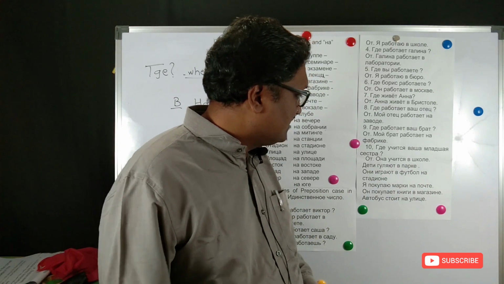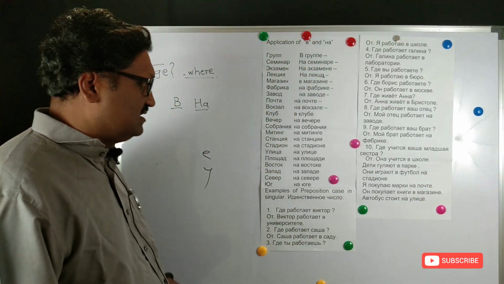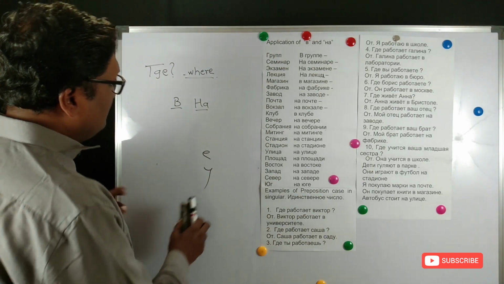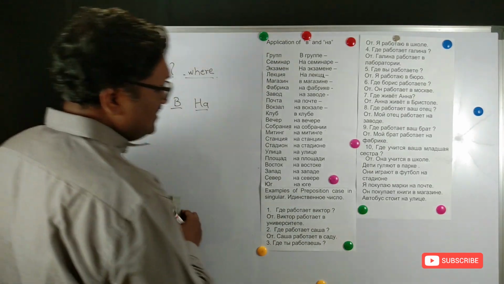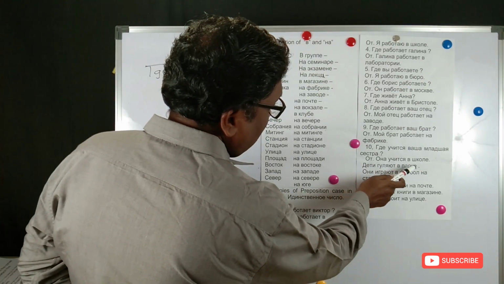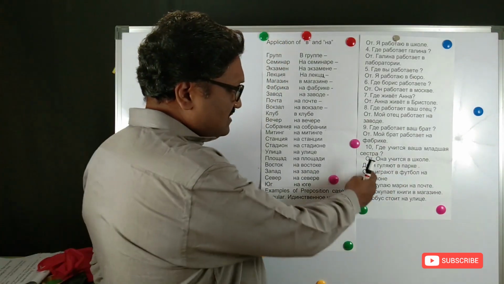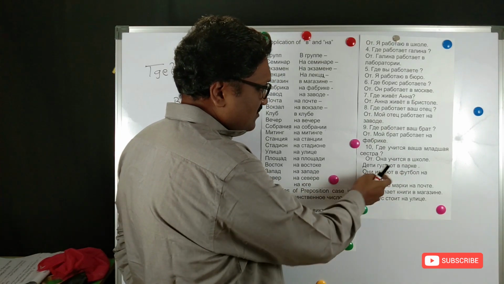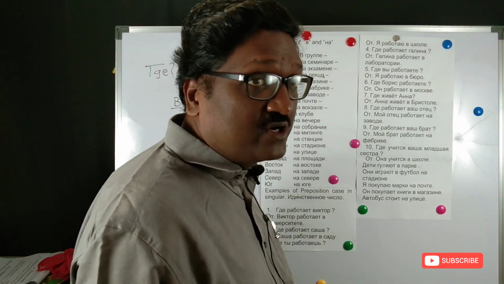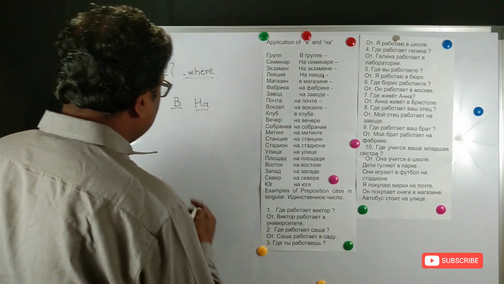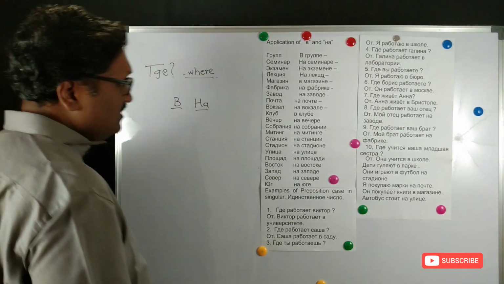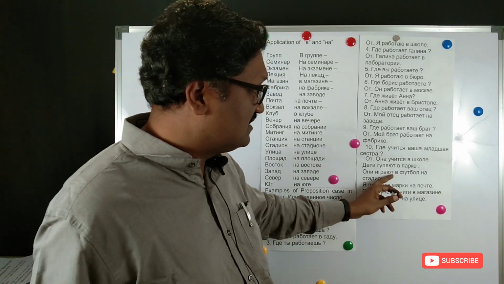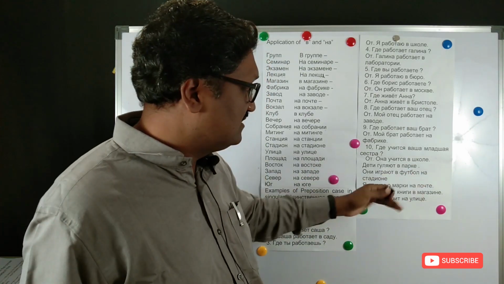Deti gulyayut V parke i igrayut V football na stadione. Now these are certain sentences only to say where na and V is used in prepositional. Deti gulyayut V parke. Park, in the park. Children are in the park. Gulyayut. And igrayut V football. They are playing football. Igrayut V hockey. Igrayut V cricket. Whenever there is a play comes V and that name of that game. Na stadione. In the stadium.